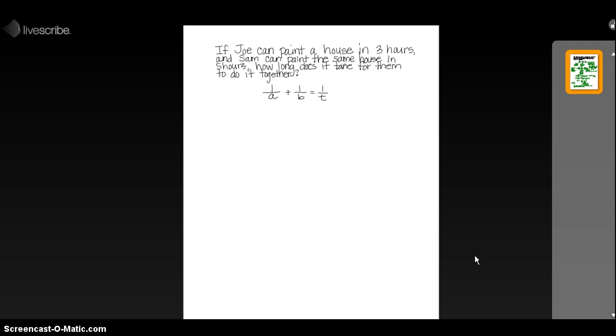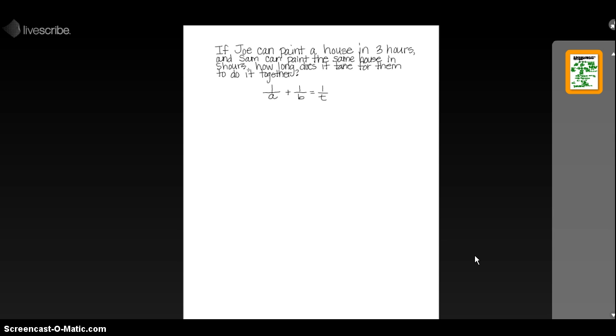What we have in this example is a work application of a rational equation. If Joe can paint a house in 3 hours and Sam can paint the same house in 5 hours, how long does it take for them to do it together?